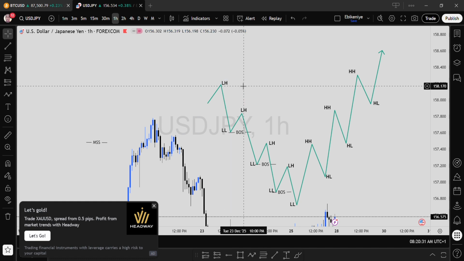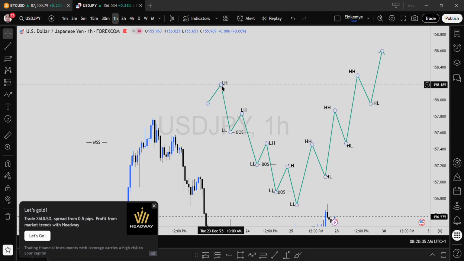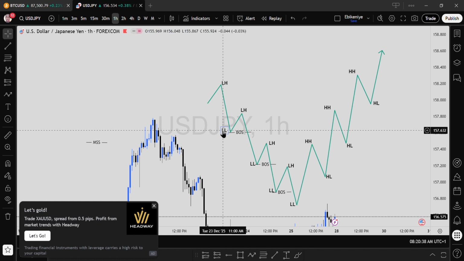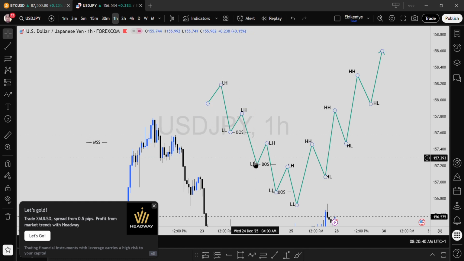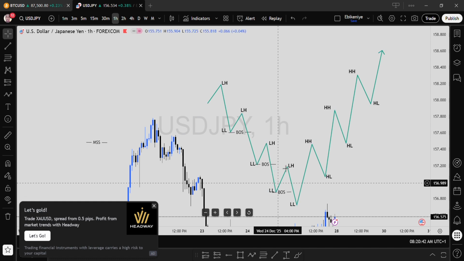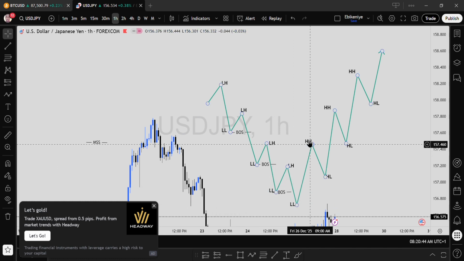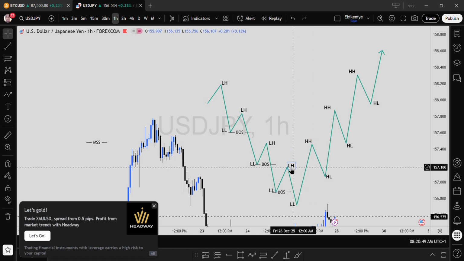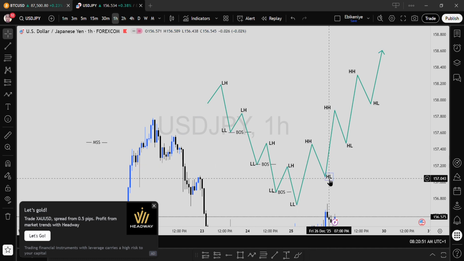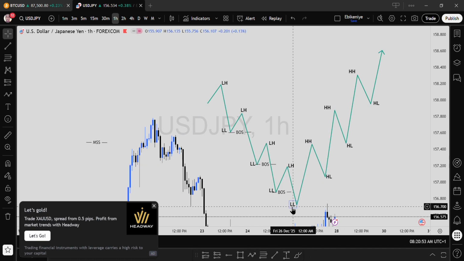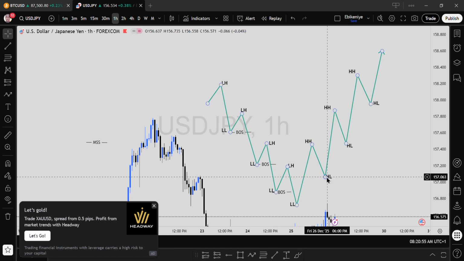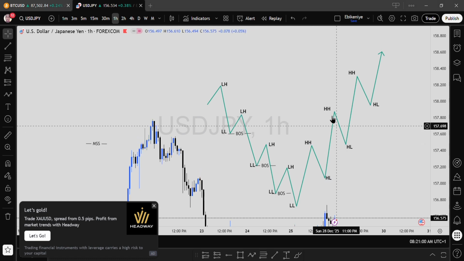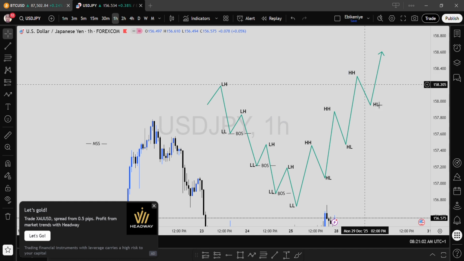For basic studies, this particular point is called a lower high. The one that comes down like this is a lower low. So it's lower high, lower low, lower high, lower low. Then this becomes a higher high. Why is it called a higher high? Because now it is higher than this lower high. This becomes a higher low. Remember, this was a lower low, but it's higher than this one, so it automatically became a higher low. So it became higher high, higher low, higher high, higher low.